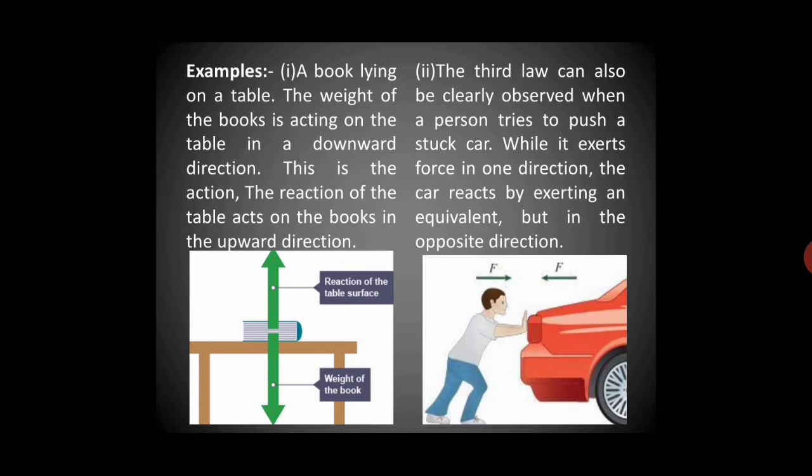Examples: number 1, a book lying on a table. The weight of the book acts on the table in a downward direction. This is the action, and the reaction of the table on the book is in the upward direction. As you can see in the picture, the green line depicts the action in the downward direction and the reaction in the upward direction.